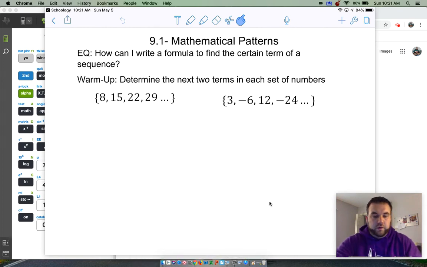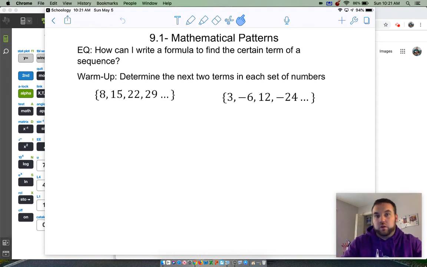All right, section 9.1. This is coming out a little late. 9.1 is all about finding patterns in numbers. That's something that we inherently do a lot, is find patterns, maybe not in numbers, but we're going to take a look at some mathematical patterns and talk about a couple different ways to write an equation or a formula for the pattern that we see.